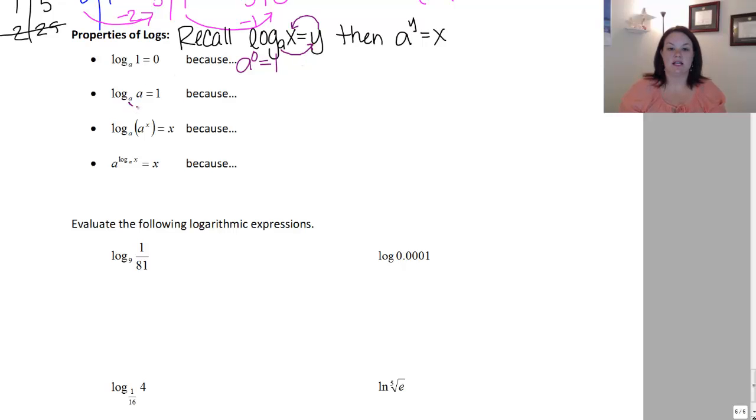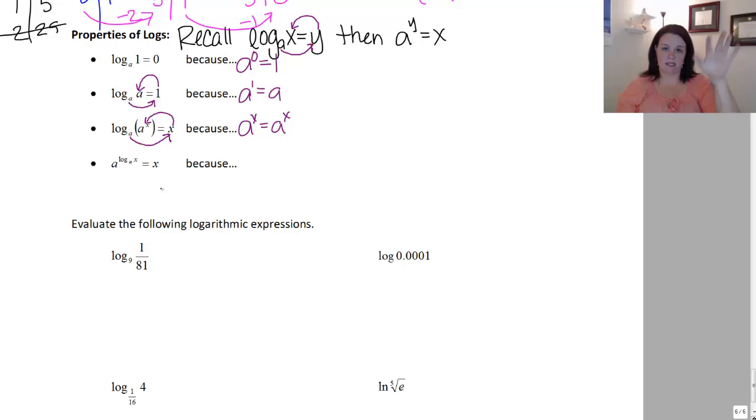If I do my little trick, a raised to the first power gives me a to the first power, right? So this is because a to the 1 equals a. On the next one, same thing. If I raise my little base to the equal side, that should give me the inside. So again, because a to the x equals a to the x, pretty easy. Now, some of y'all don't use the shortcut. Doing the little base raised to the equal side gives us the inside number.